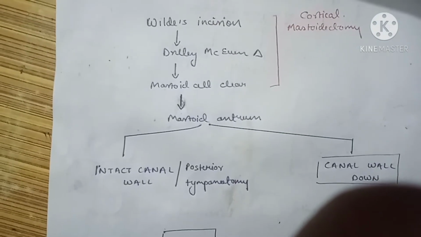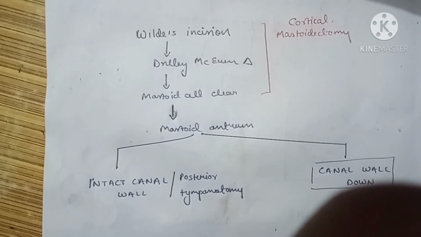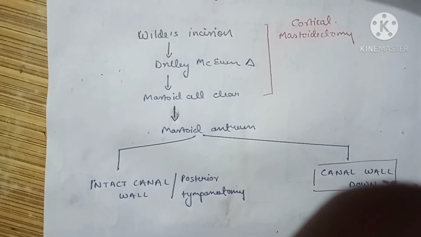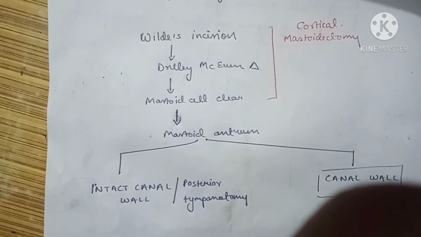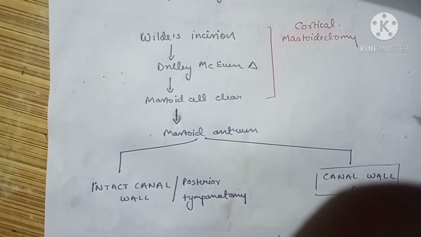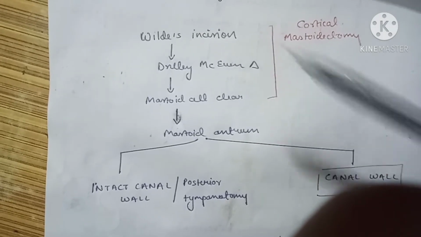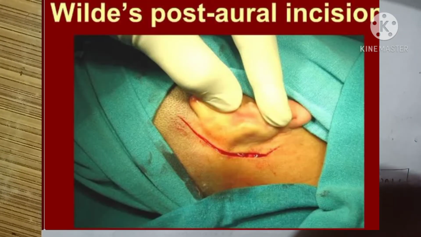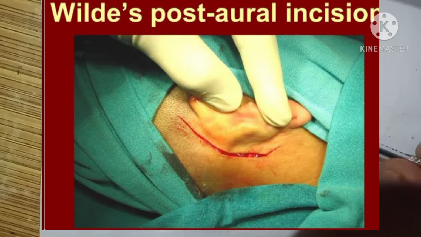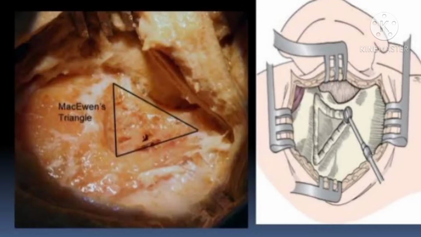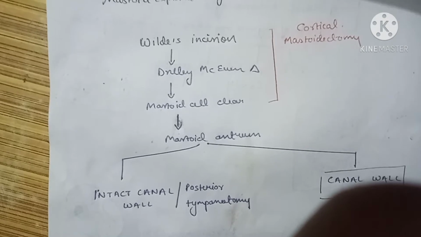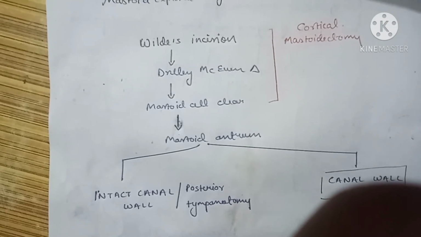So how do we do it? Before every such surgery, we go for cortical mastoidectomy. In this, we give a postaural incision, known as Wilde's incision, that you are seeing in the image. The second step is drilling the McEwen's triangle. Now this McEwen's triangle is the bony landmark for the mastoid antrum. 1.5 centimeters deep to this McEwen's triangle lies the mastoid antrum.